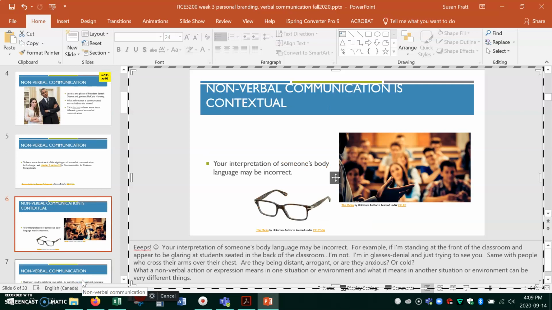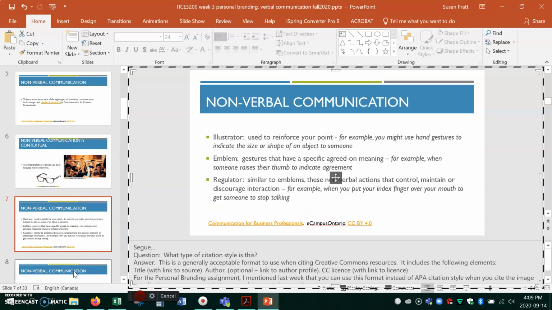I wanted to gently remind you that nonverbal communication is cultural, and it's also contextual, and you have to be careful about what you think a nonverbal communication means, because it could be confusing for someone else. And I have this slide here. Sometimes if we were in a face-to-face class, you might see me at the front of the room squinting and glaring at you, but really I'm not. It's just because I'm in glasses denial about wearing my glasses. So it's not always what you think when you see nonverbal communication.